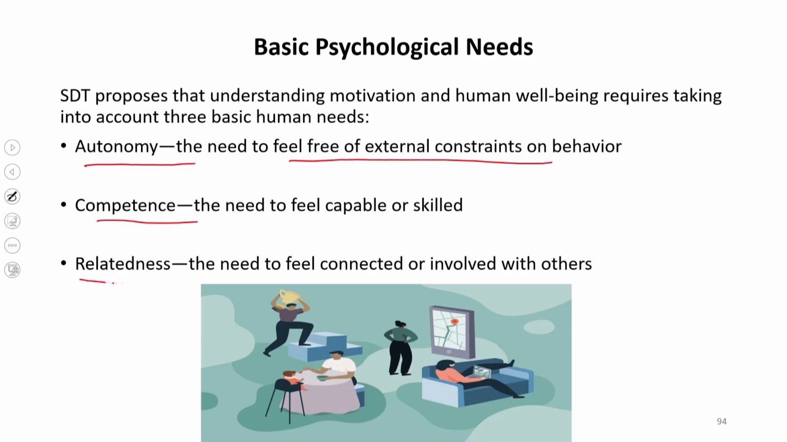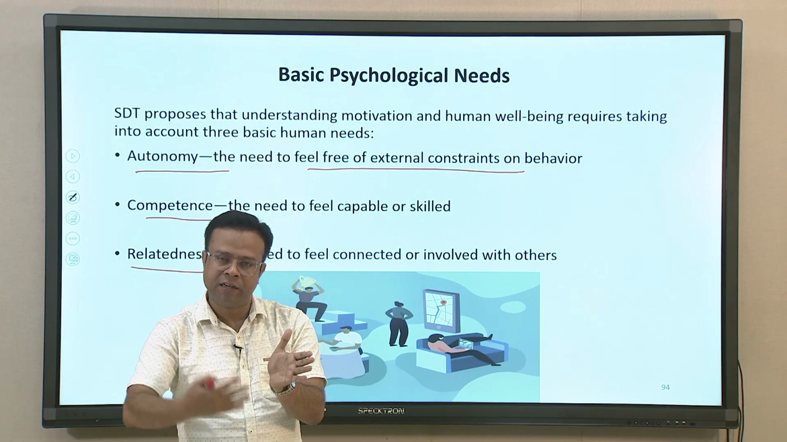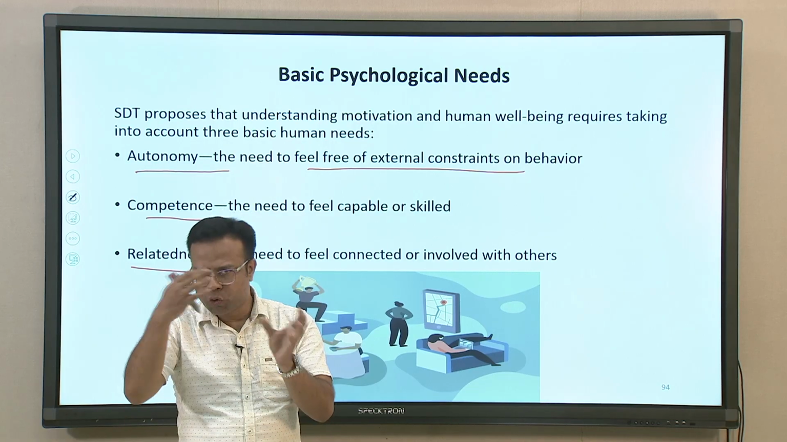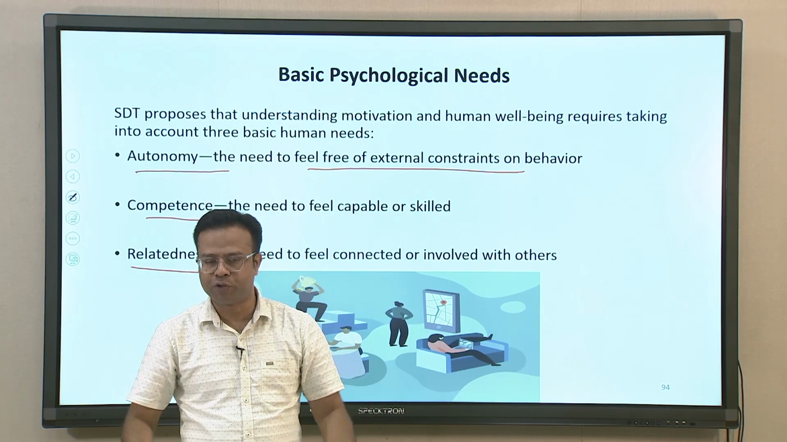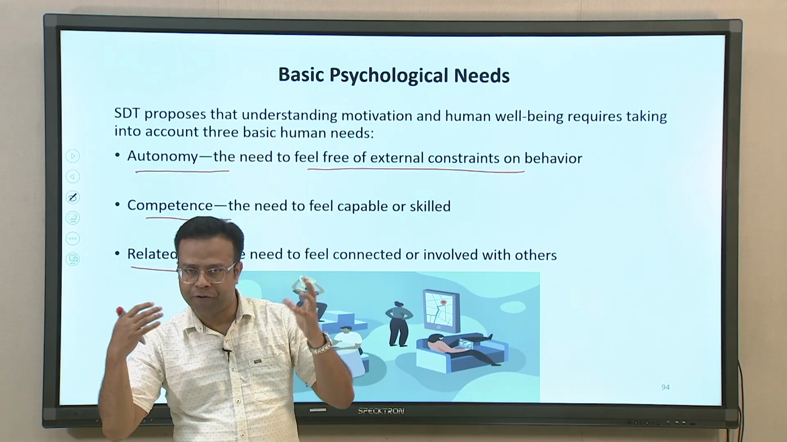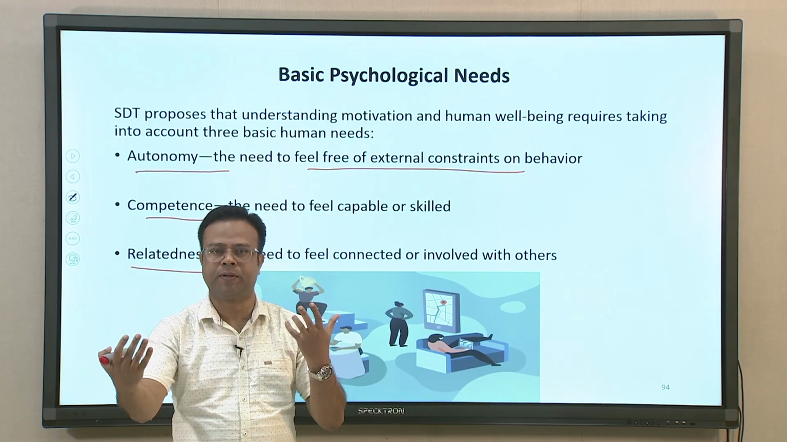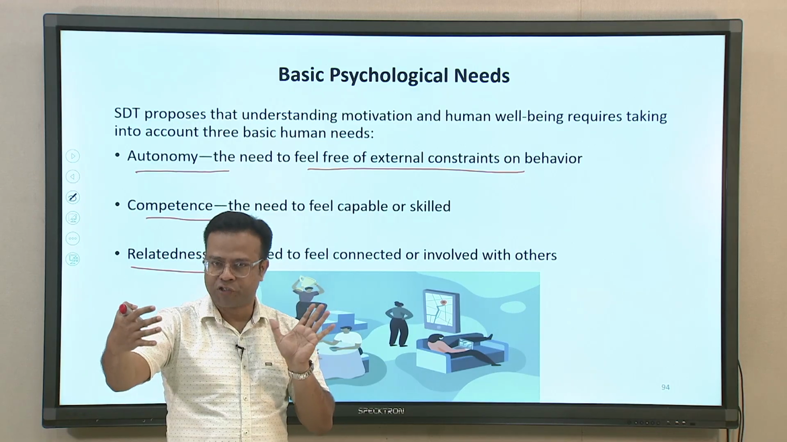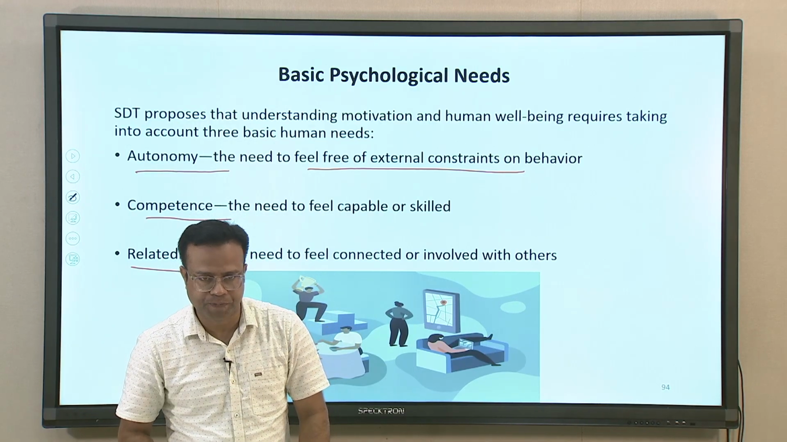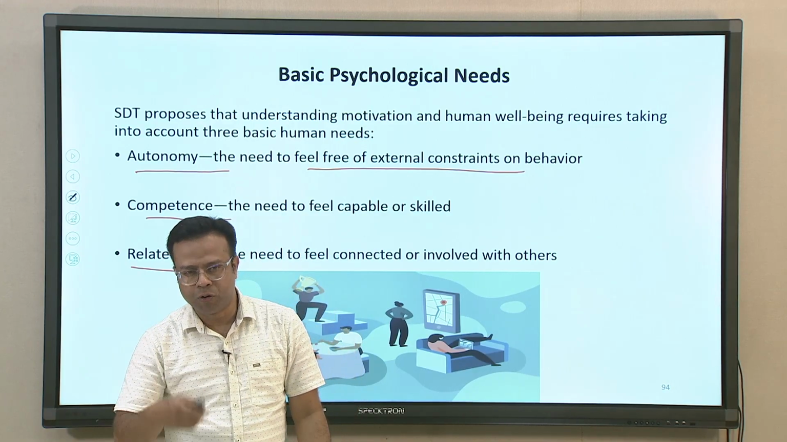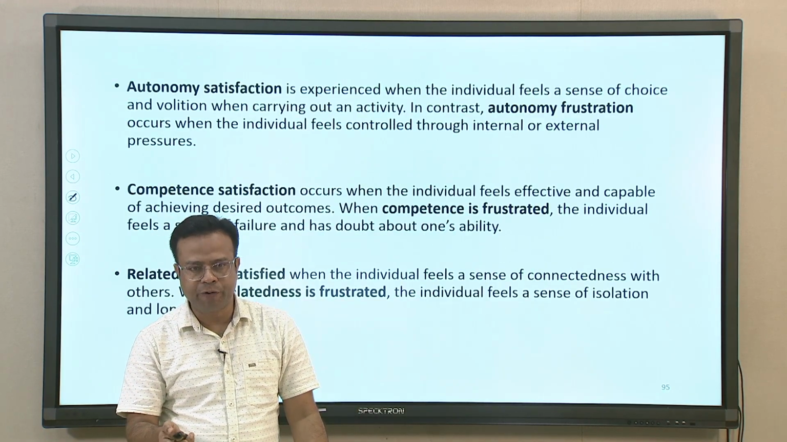The third one is called relatedness. It is about the need to feel connected or involved with others. As we already said, human beings are social animals. So, there is a basic need within all of us to connect and relate with people, because that is what our social life is all about. If you have a supportive system, supportive people, and a sense of positive connection with other people, then your need for relatedness is fulfilled. Let us look into these three in a little more detail.